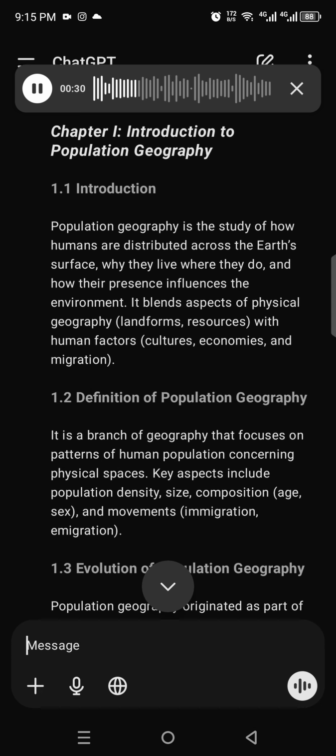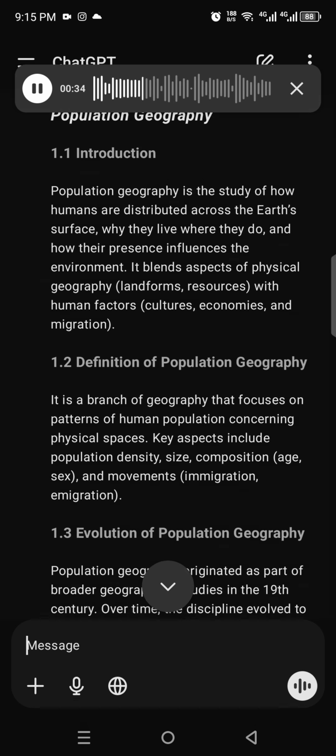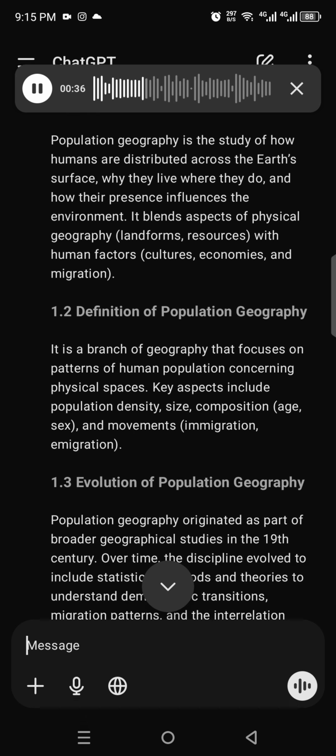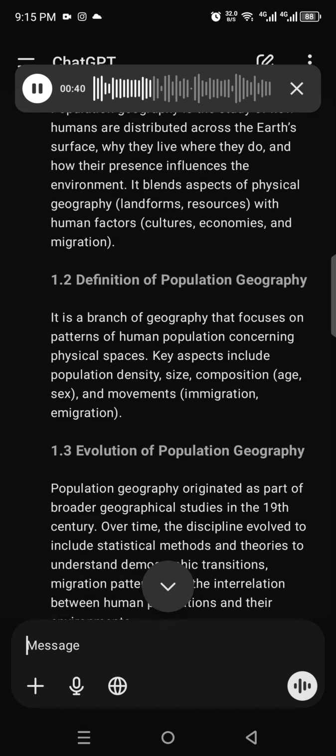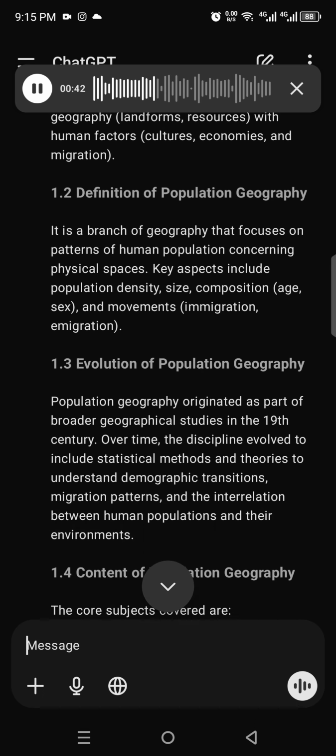Now, 1.2 Definition of population geography. It is a branch of geography that focuses on patterns of human population concerning physical spaces. Key aspects include population density, size, composition, age, sex, and movements, immigration, emigration.